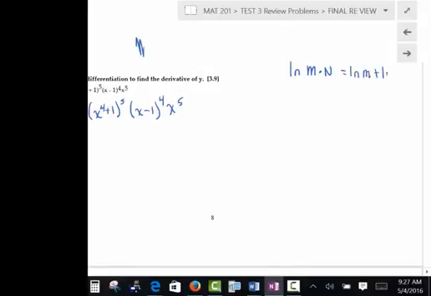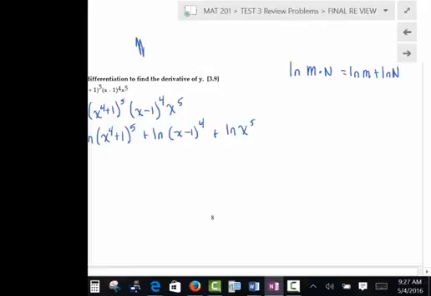Log of those two added, right? Log of a product is sum of logs. Now we've got three products here, so we're going to break it up into three logarithms. And you want to keep bringing this ln y down so that you don't forget about it. So we're going to have ln of (x to the 4th plus 1) to the 5th, added to ln of (x minus 1) to the 4th, added to ln of x to the 5th, like that.